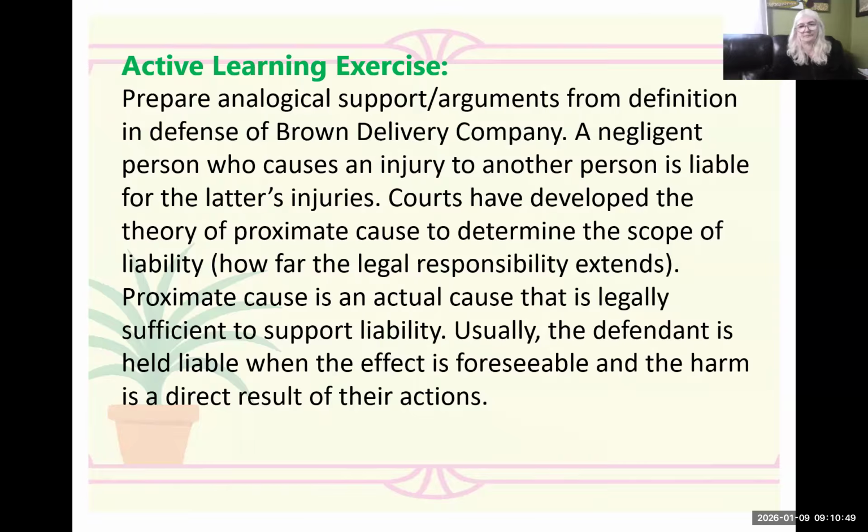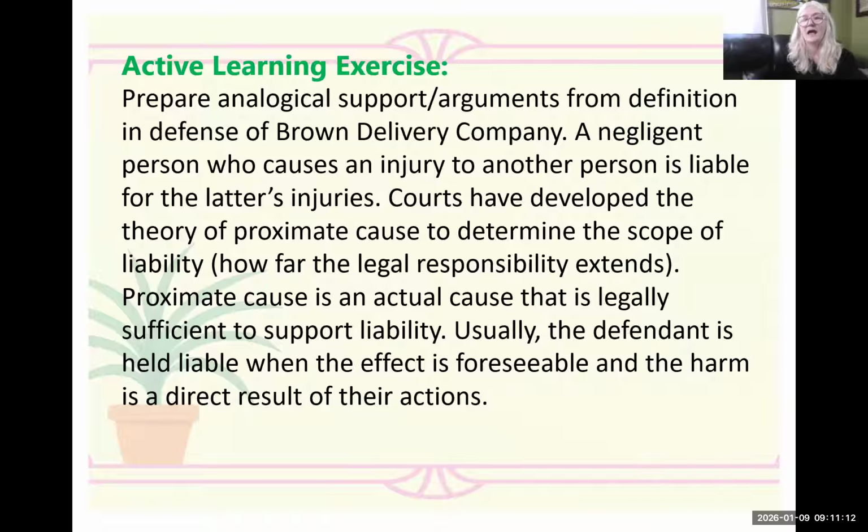Okay, so I'm going to press a couple of these things before we move on because this legal language is really important to the case at hand. So what we're looking for is negligence. A negligent person who causes an injury to another is therefore liable, or you can hold them accountable legally for the other person's injuries.